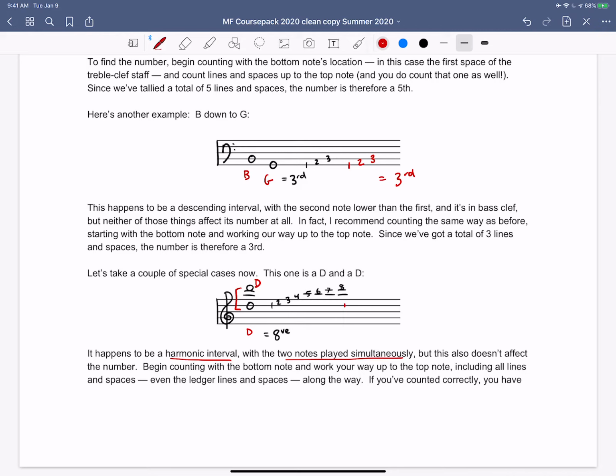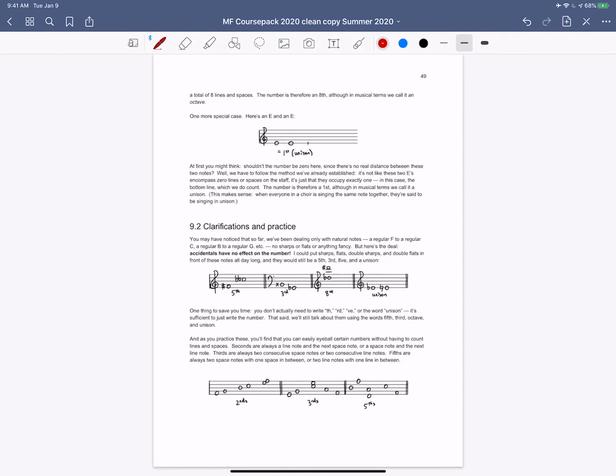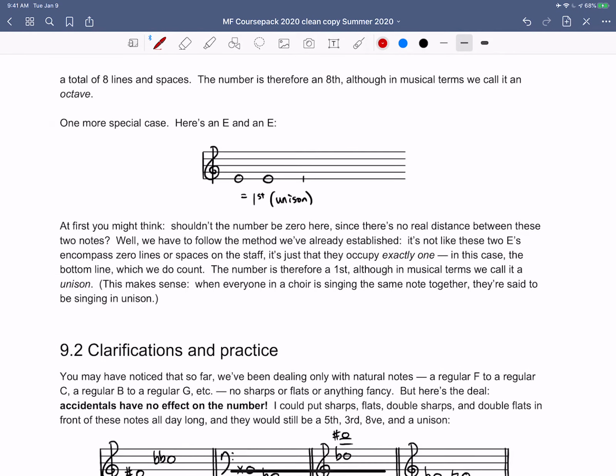So we'll count the line where the lower D lives as 1, the next space is 2, 3, 4. Then we get into ledger line territory. There would be a note that lives on that single ledger line. Then there's this one. Then there's this one. Then finally, we get to that space above the second ledger line, above the staff, and that gives us a total of 8 lines and spaces. And so our interval is what's called an octave, and we abbreviate that with an 8 with a superscript VE. Now let's go on to the next page for one more special case.